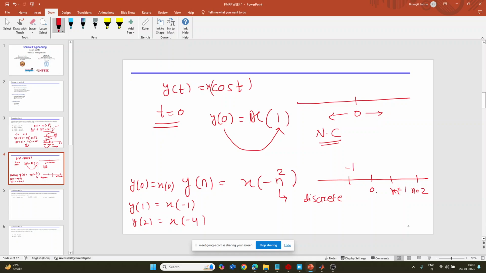Let's put some negative values. Minus 1 means you can define y of minus 1 equal to x of minus 1. So again it depends upon the present value. If you put n equal to minus 2, then y of minus 2 is x of minus 4. It again depends upon the past. So you look at all the points around 0, and you conclude that the system at any point of time depends upon the past or the present. It doesn't depend upon the future. That's why the system is causal.